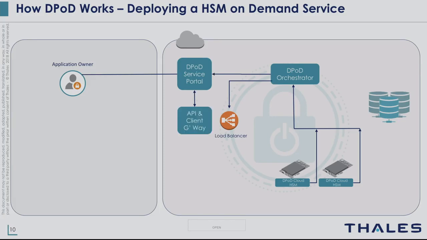Once the load balancer has been updated, we go ahead and tell the portal. The service portal also receives data from the API and client gateways, building credentials and authentication packages to support your application. Once all this has been done, the application owner is then prompted to go ahead and confirm they want to proceed.